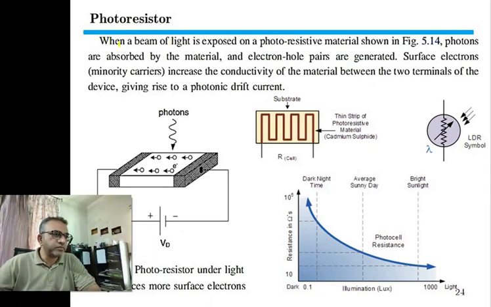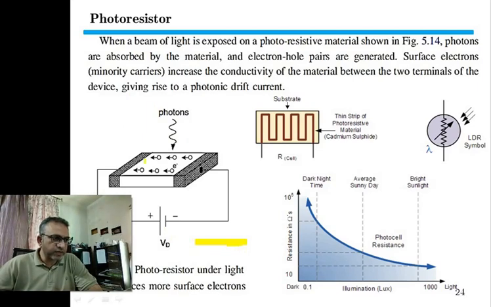When a beam of light, and I'm reading from the slide, when a beam of light is exposed to a photoresistive material as shown in figure 5.14, this is the figure, photons are absorbed by the material, and electron-hole pairs are generated. Surface electrons, minority carriers, increase the conductivity of the material between the two terminals of the device, giving rise to a photonic drift current. This is figure 5.14.